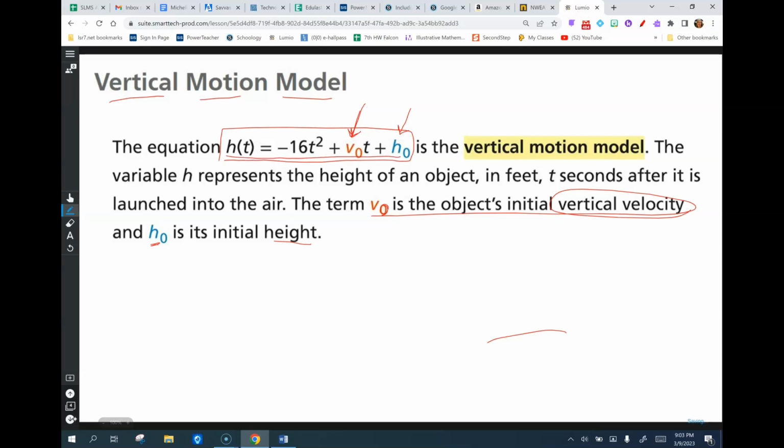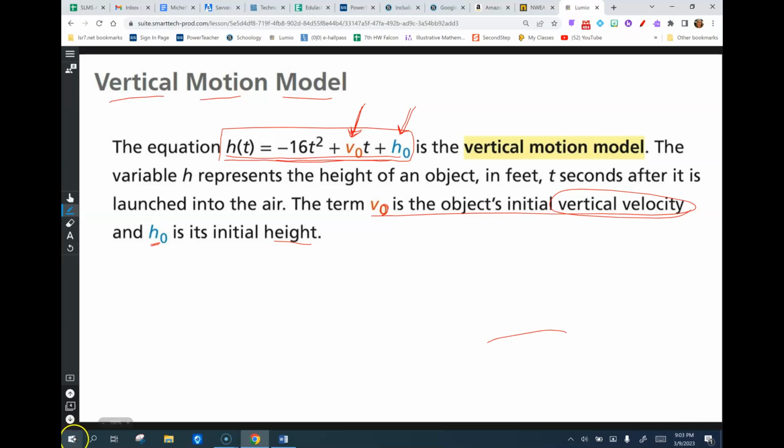And for Algebra 1, we are not going to have you memorize this. This is a formula that you will use over and over and over again, not only in Algebra 2, but also in physics. It will probably show up in calculus lots of times. So for Algebra 1, we're going to give this to you every time, but you do need to know what v sub 0 stands for and h sub 0. Okay, h sub 0, v sub 0 and h sub 0.